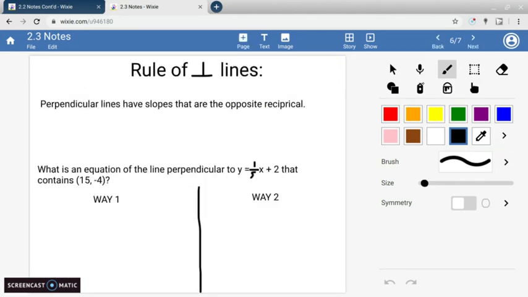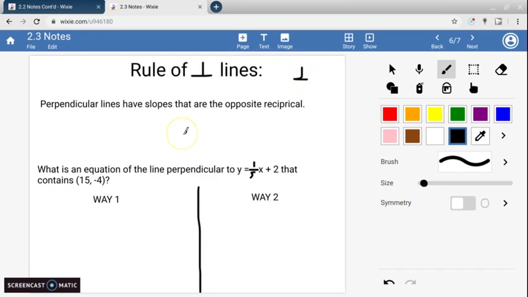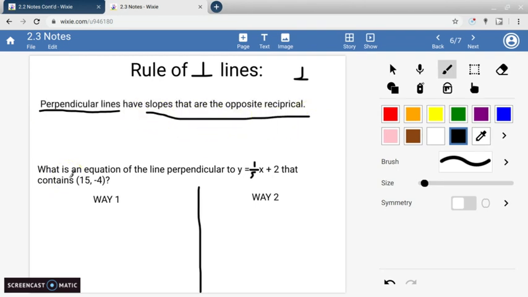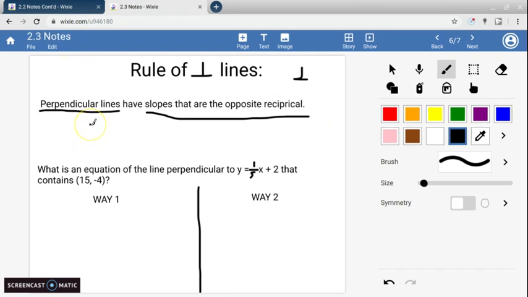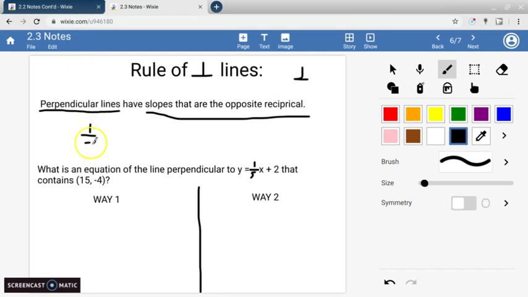Alright, last thing is the rules of perpendicular lines. That's the upside down T. That's what that means. Perpendicular lines have slopes that are opposite reciprocal. So what that means is if you had 1/2, the opposite reciprocal means that you flip over the numbers and you make the plus a minus, or if it was negative 1/2, then you would make it positive 2/1, which we know that 2/1 is just 2. So that's what the opposite reciprocal means.